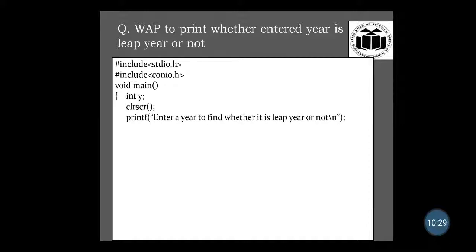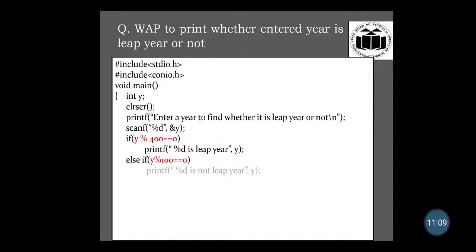Enter a year to find whether it is leap year or not. We have to store that year, entered year, in y variable. Scanf %d and y. First, we have to understand the concept, what is leap year. If the year is divisible by 400, that years are leap years. That means we have to print that %d is leap year. But if the year is divisible by 100, then that years are not leap years.